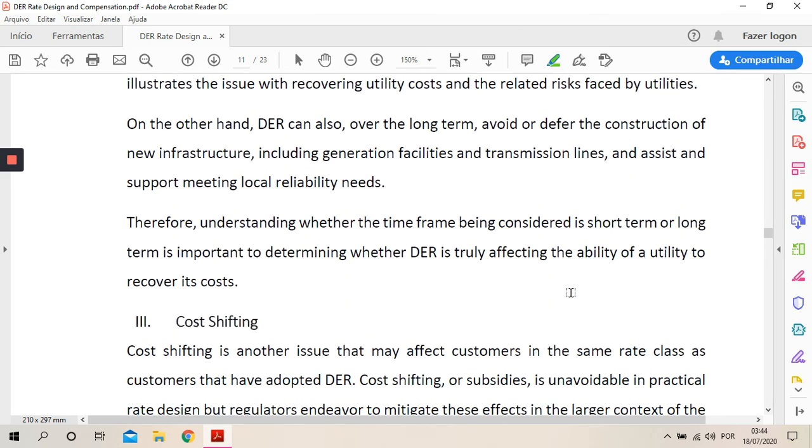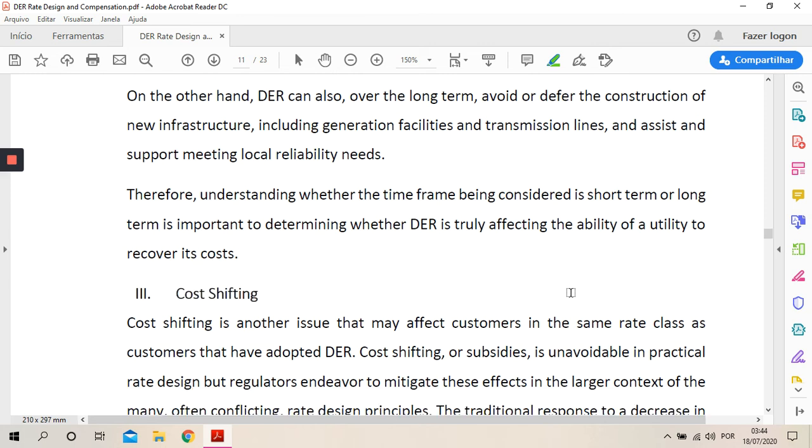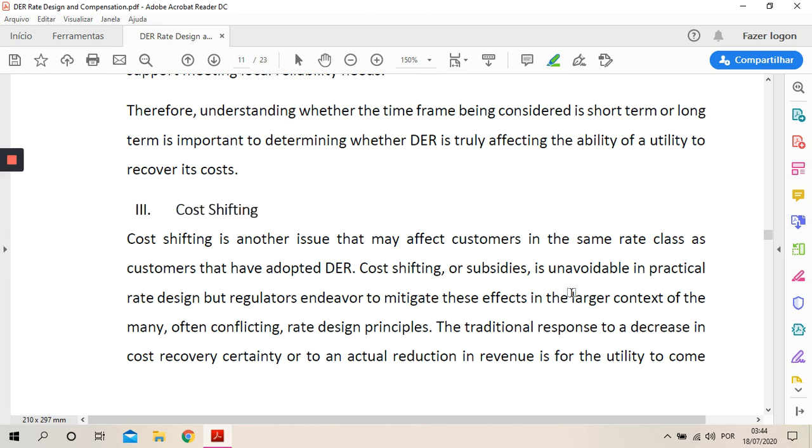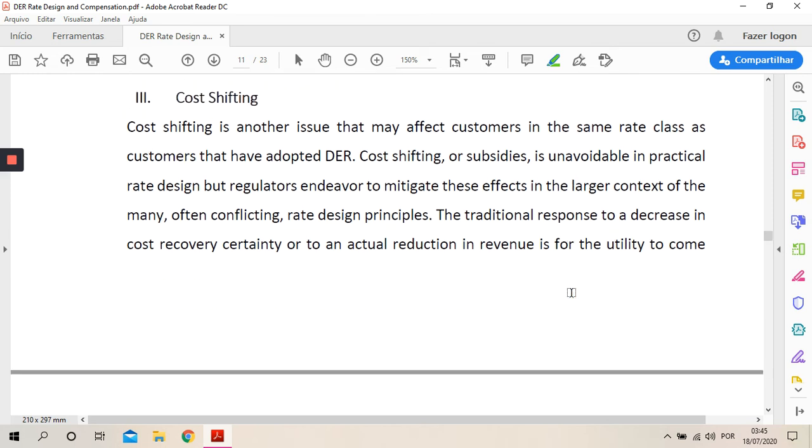On the other hand, the ER can also, over the long term, avoid or defer the construction of new infrastructure, including generation facilities and transmission lines, and assist and support meeting local reliability needs. Therefore, understanding whether the time frame being considered is short-term or long-term is important to determining whether the ER is truly affecting the ability of a utility to recover its costs.